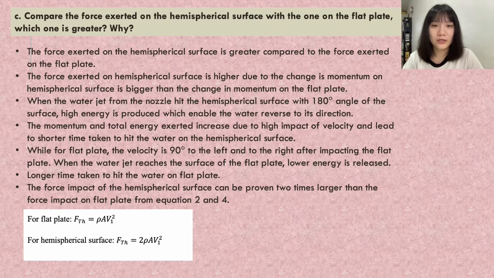The force impact on the hemispherical surface can be shown to be 2 times larger than the force impact on the flat plate from equation 2 and equation 4. For the flat plate, the force will be rho A V squared, and for the hemispherical surface, the force will be 2 rho A V squared.